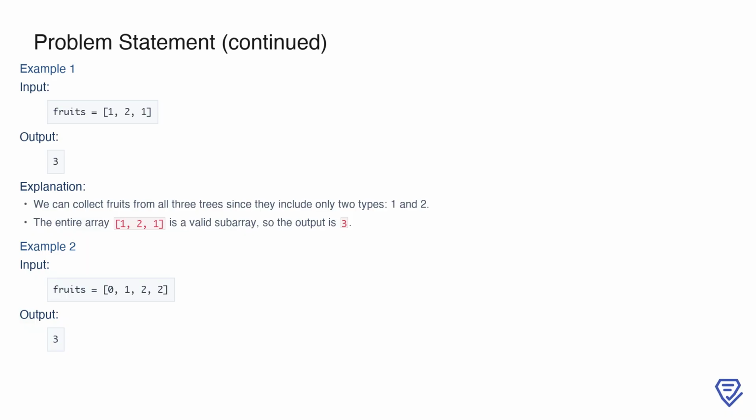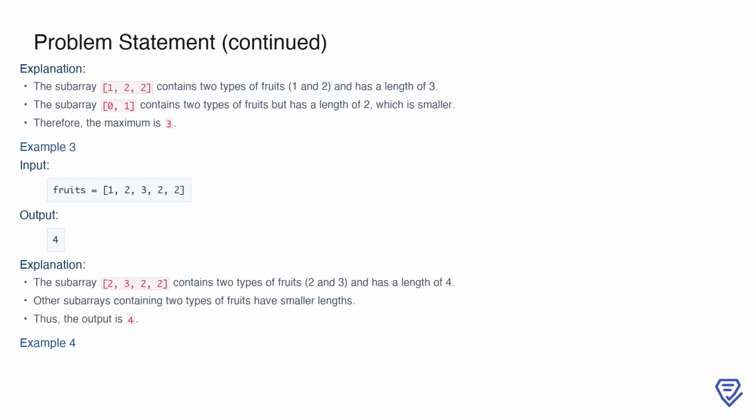Now consider another example with fruits equals 0, 1, 2, 2. Here, the maximum number of fruits is also 3, but this time, the valid subarray is 1, 2, 2. Even though the array starts with 0, 1, it's not the longest subarray with only 2 types of fruits, so the output remains 3.